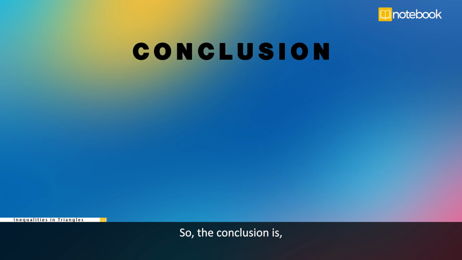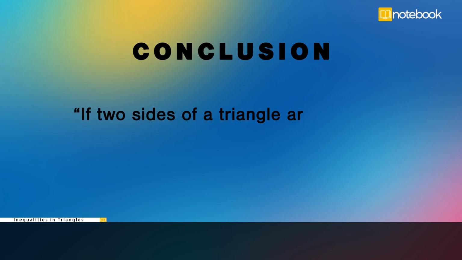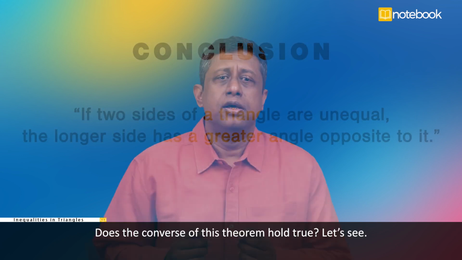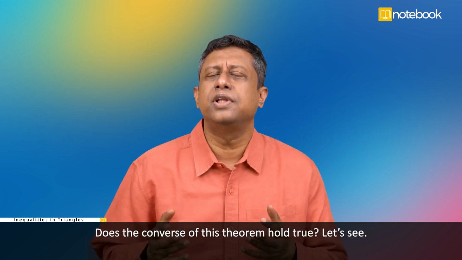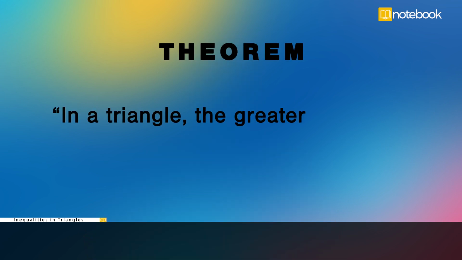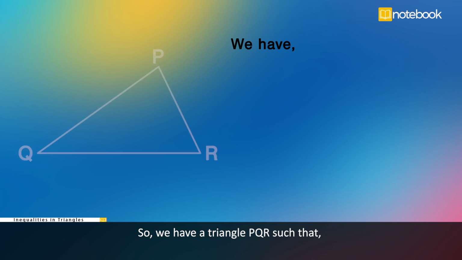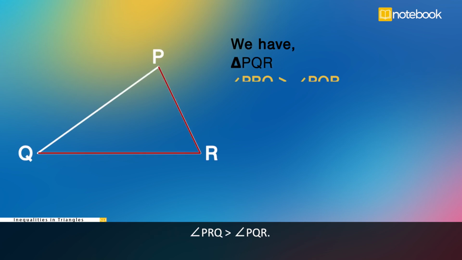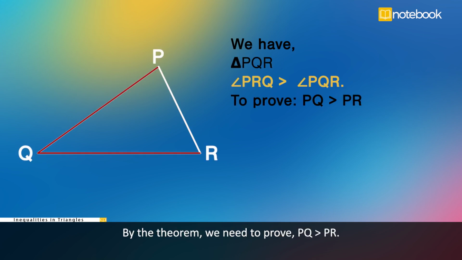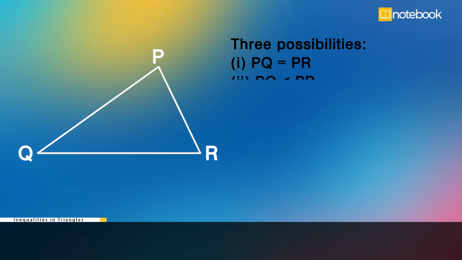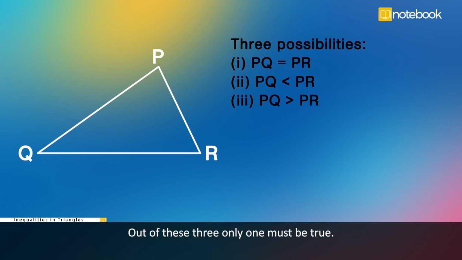So, the conclusion is, if two sides of a triangle are unequal, the longer side has a greater angle opposite to it. Does the converse of this theorem hold true? Let's see. In a triangle, the greater angle has the longer side opposite to it. So we have a triangle PQR such that angle PRQ is greater than angle PQR. By the theorem, we need to prove that PQ is greater than PR. We have three possibilities. Either PQ is equal to PR, PQ is less than PR, or PQ is greater than PR. Out of these three, only one must be true.